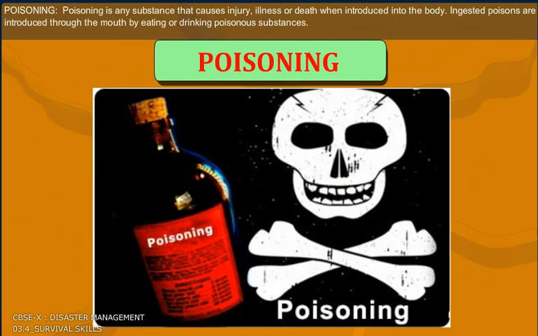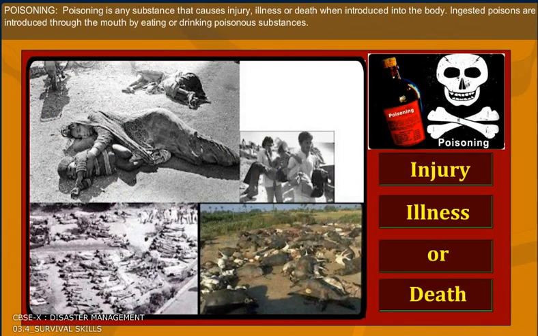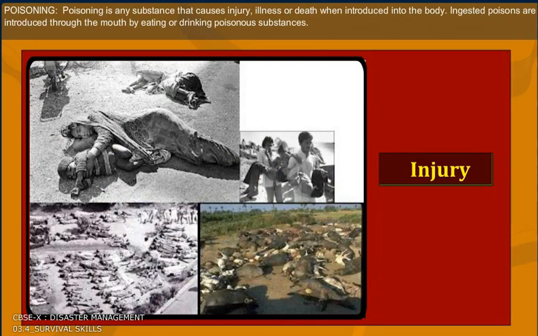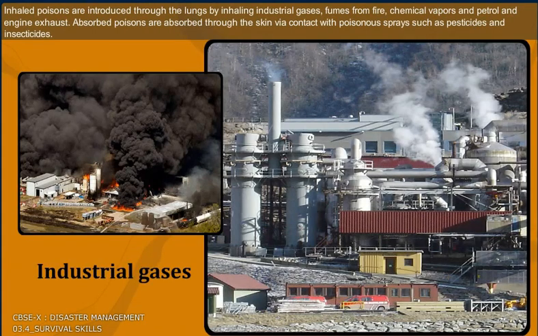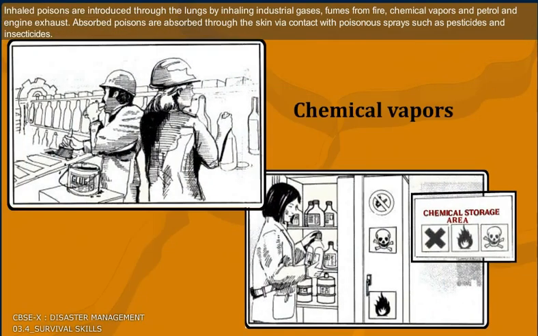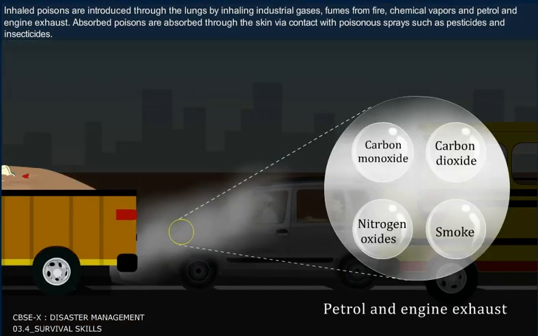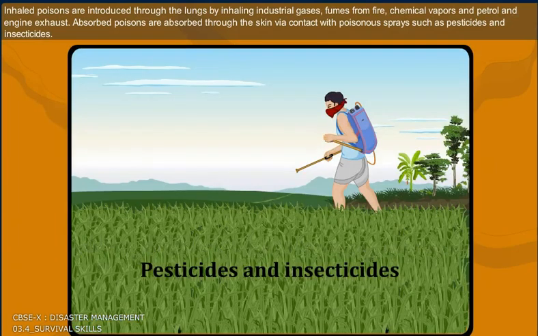Poisoning. Poisoning is a substance that causes injury, illness, or death when introduced into the body. Ingested poisons are introduced through the mouth by eating or drinking poisonous substances. Inhaled poisons are introduced through the lungs by inhaling industrial gases, fumes from fire, chemical vapors, and petrol and engine exhaust. Absorbed poisons are absorbed through the skin via contact with poisonous sprays such as pesticides and insecticides.